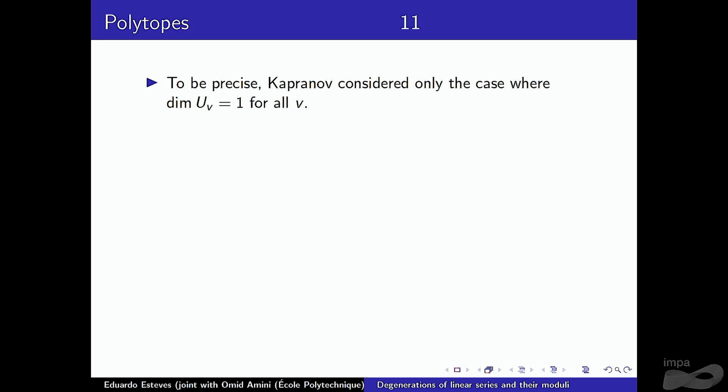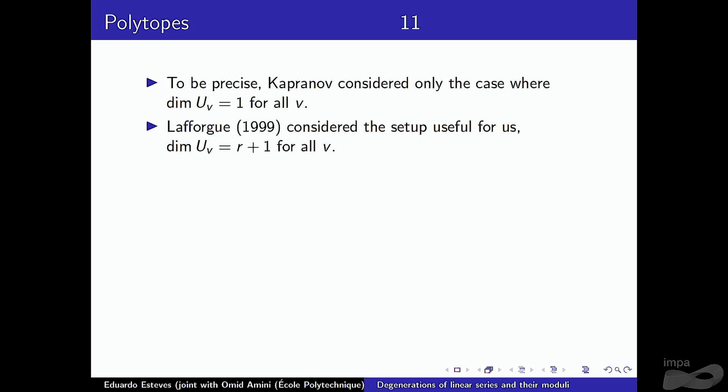So to be precise, that's not what Kapranov did. He worked with the case just that the dimension of each V is equal to 1. So that's the maximal torus acting on the Grassmannian. Lafforgue considers something which is more useful to us, where the dimensions of the V are R plus 1. So that means that our subspace, if it has maximal rank, you have an isomorphism to V. So that's a compactification of PGL R, R plus 1, in a sense. And the general setup was considered by Jean Syracuse and Wu, which is the setup that I mentioned, where the spaces have variable dimensions, not just the same.